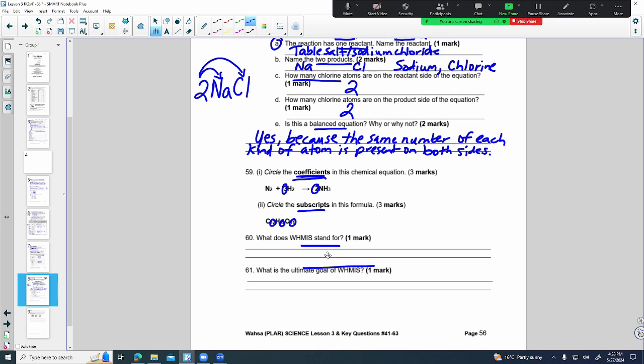Key question 60, what does WHMIS stand for? So again, that's straightforward. You just have to write what WHMIS stands for. It says what is the ultimate goal of WHMIS? That means what is it set out to do? So the ultimate goal is what?